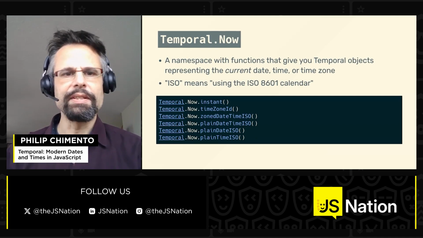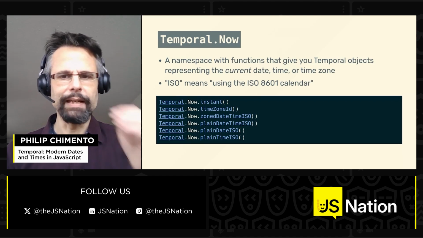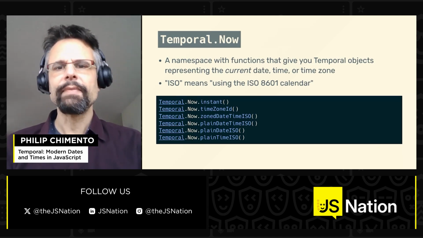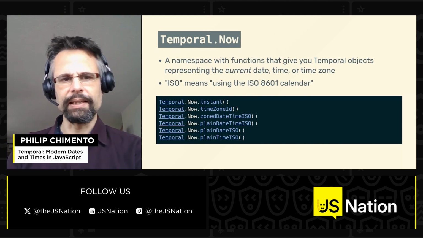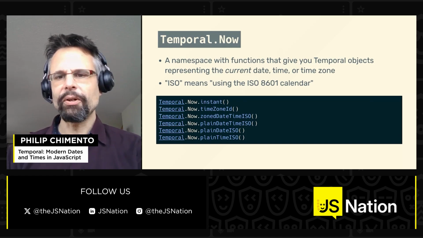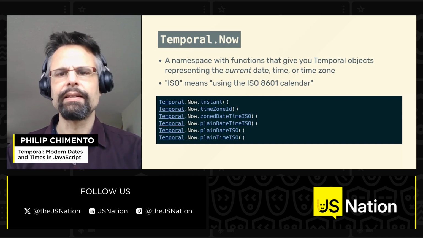We do this with the functions in the now namespace. Any of these functions will give you the current date or time zone in the form of an instance of one of the temporal types. The ISO in the name means that the date is in the standard ISO calendar, and I'll talk more about calendars and what that means later. But since we need the current time as an instant, we'll use the top one from this list, temporal.now.instant.